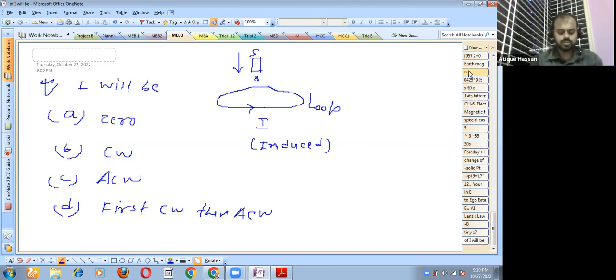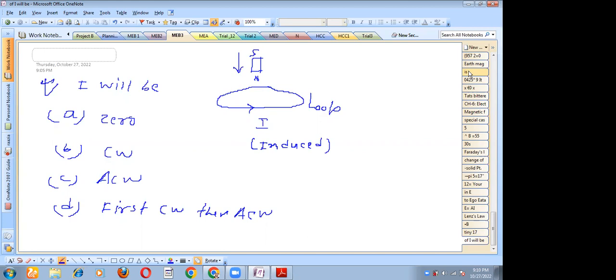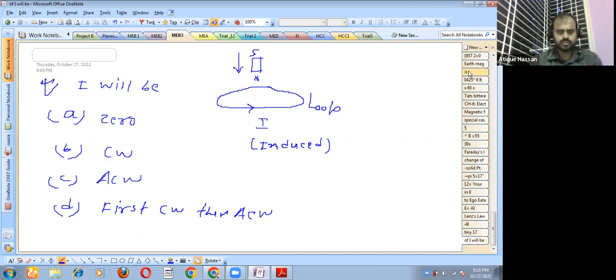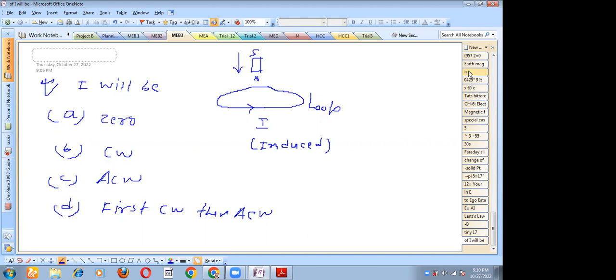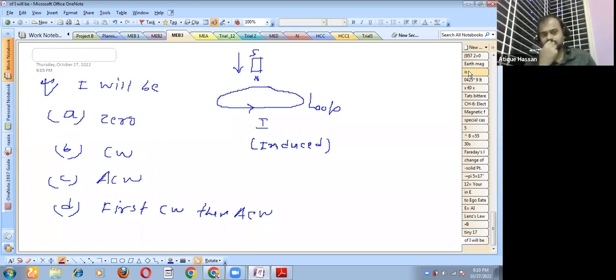Any idea how to proceed? So option B. So you are saying the current will be clockwise. Why is it clockwise? No, sir, I mean option C, sir. Why is it anti-clockwise?